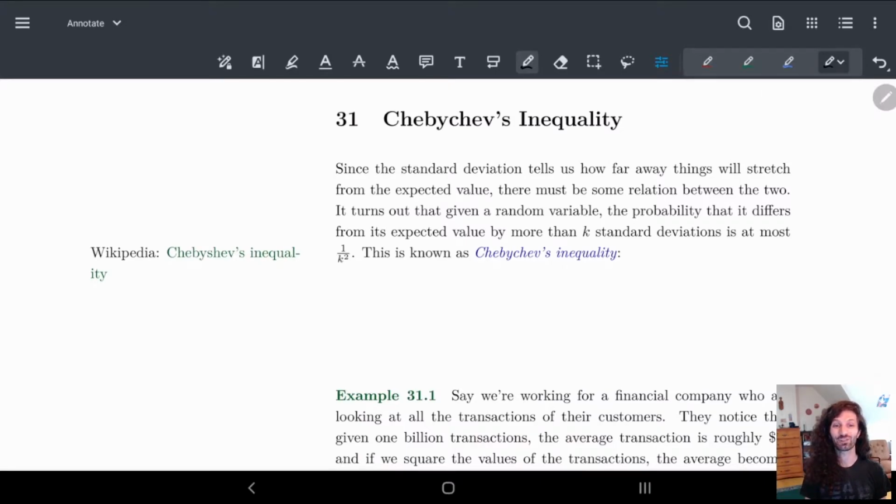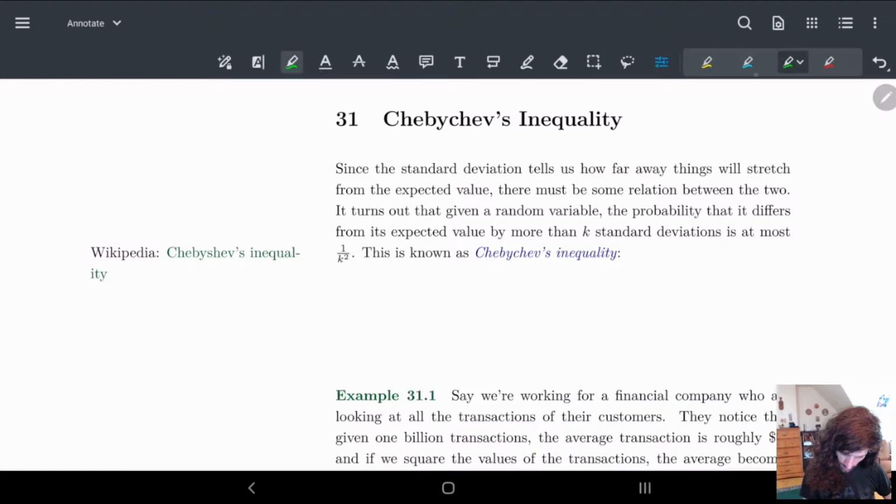Hiya! So in today's video, we're going to be talking about Chebychev's inequality. Remember how, when we're talking about standard deviation, we're thinking about how much it stretches our distribution, how stretched it is. It turns out that the standard deviation limits how much the probability and the expected value can differ. This is known as Chebychev's inequality.